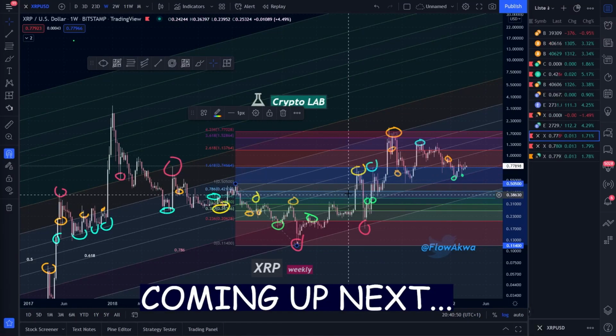So to sum it up, by combining the channel bands with regular Fibonacci levels, you have here a powerful way to identify turning points in the market.